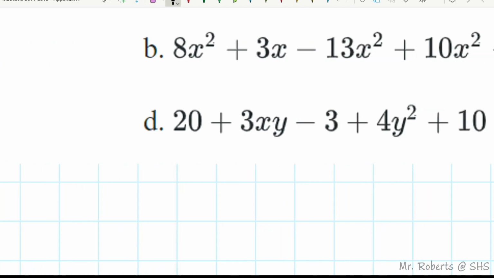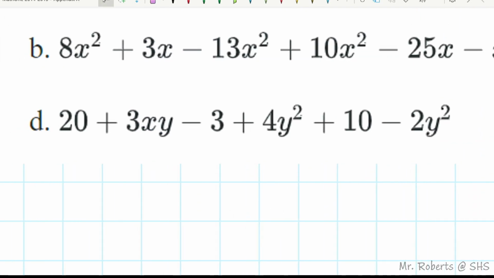B. Ooh, okay, let's see here. So in terms of, I see x squares. So there's 8x squares, or there's a negative 13x squares.